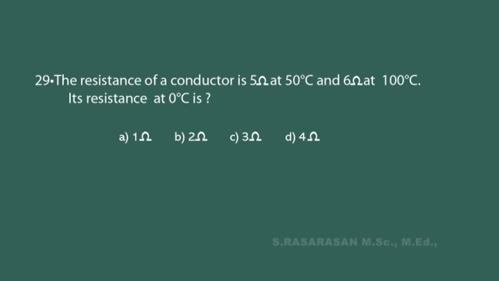Let us see the next. 29. The resistance of a conductor is 5 ohm at 50 degrees Celsius and 6 ohm at 100 degrees Celsius. Its resistance at 0 degrees Celsius is dash. Let me repeat the sum. The resistance of a conductor is 5 ohm at 50 degrees Celsius and 6 ohm at 100 degrees Celsius. What is the resistance at 0 degrees Celsius?